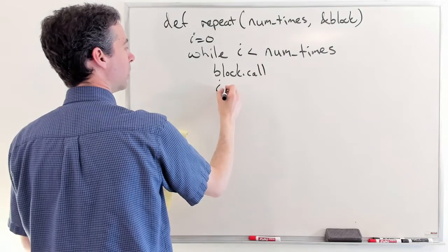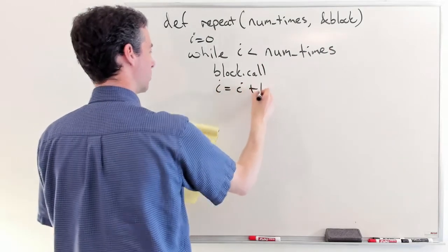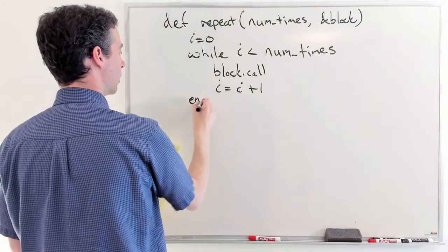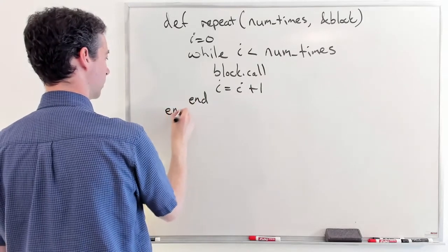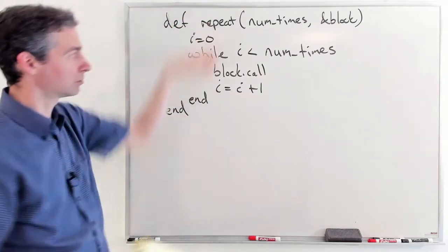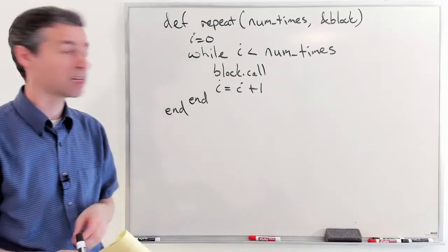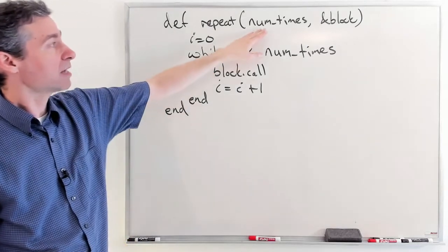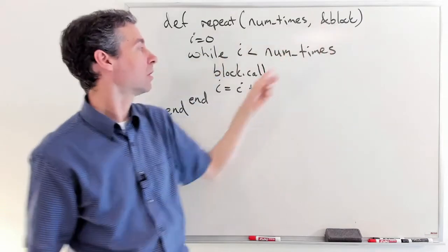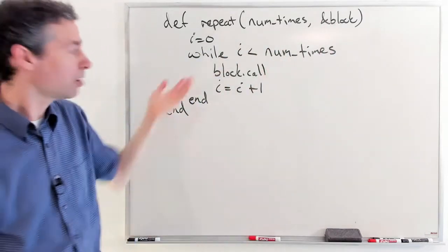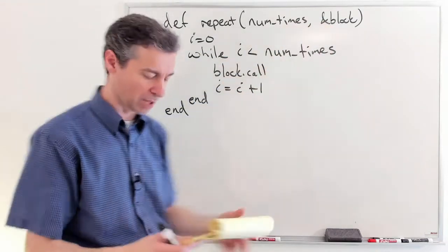Then we'll do I is equal to I plus 1. We'll do an end and an end. Now, you might be able to tell this already, but basically we wrote a method here that we can pass in how many times we want to call the block. So how many times do we want to do the block?